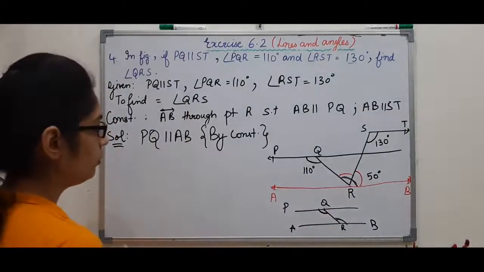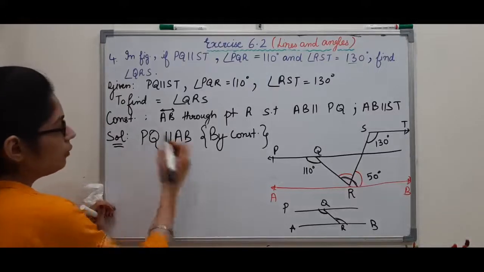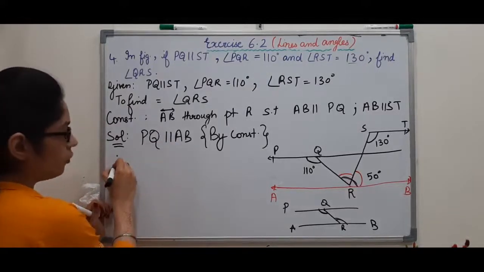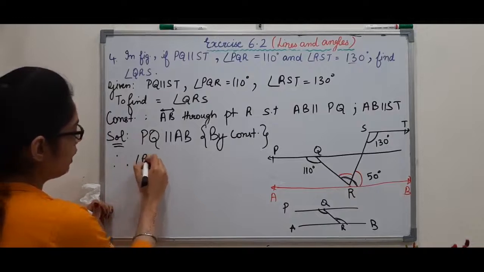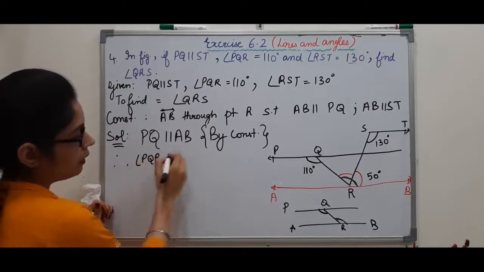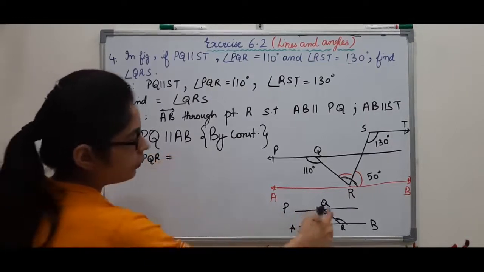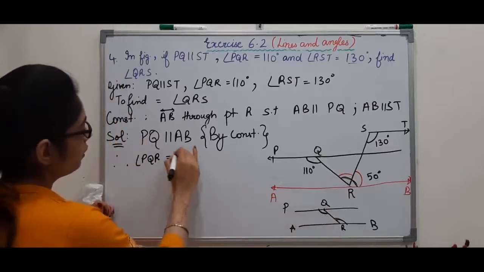So let's write it down. Since PQ is parallel to AB, therefore angle PQR is equal to angle QRB.